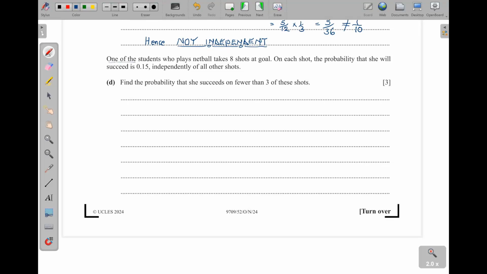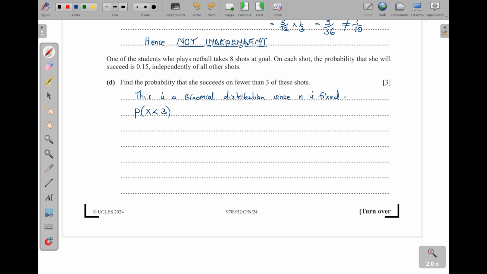Okay, then next, one of the students who plays netball takes 8 shots at the goal. On each shot, the probability that she will succeed is 0.15 independently of all other shots. This one can be a geometric or a binomial, but this one is actually binomial because the number of times the experiment is done is known, 8 shots. Okay, so that is therefore a binomial, and the outcomes are independent of each other. Okay, so we are finding probability of x less than 3. So find the probability that she succeeds on fewer than 3 of the shots.